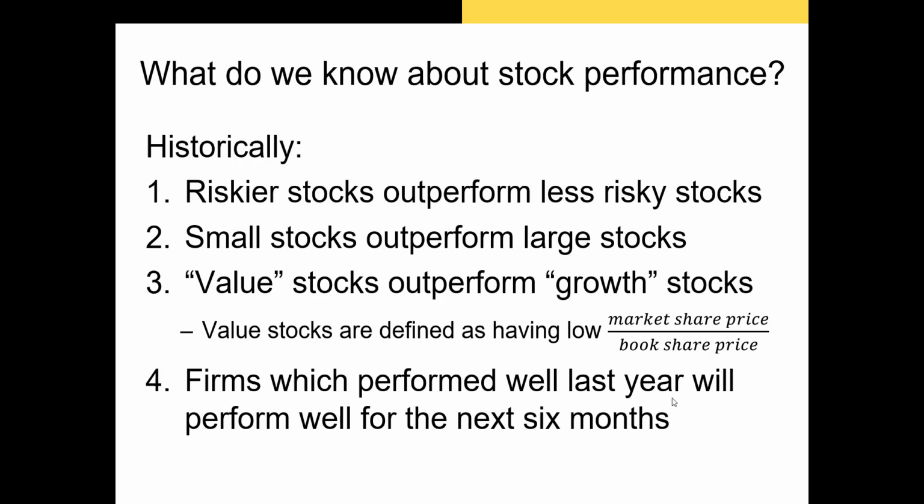Next, it's well known that value stocks historically have outperformed growth stocks. We define value stocks as stocks with a low market share price divided by a book share price. The book share price is just the price per share on a firm's balance sheet. So in other words, the total shareholders' equity divided by number of shares outstanding. The market share price is just the price of the firm's stock listed on an exchange, like the NASDAQ or the New York Stock Exchange.